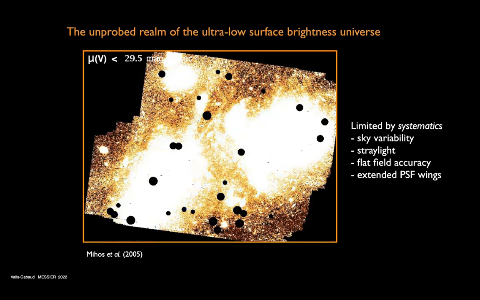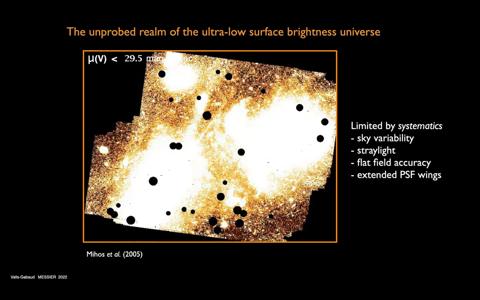Then you have flat fielding. You don't know whether at this scale you have under-subtracted, and at that area that you have over-subtracted. So the accuracy with which you measure the flat fielding is extremely important. And then, of course, you have all the black circles. You have to remove the stars because they will have extended PSF wings that will also boost your surface brightness.